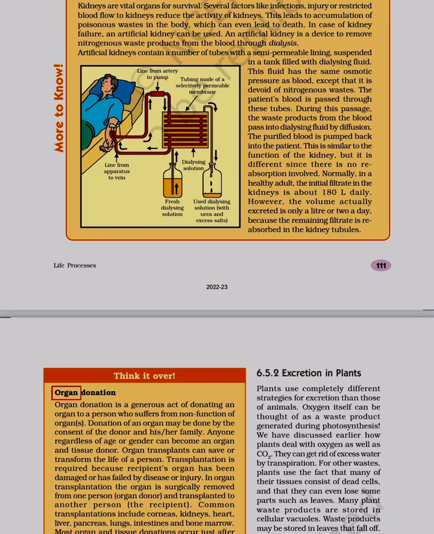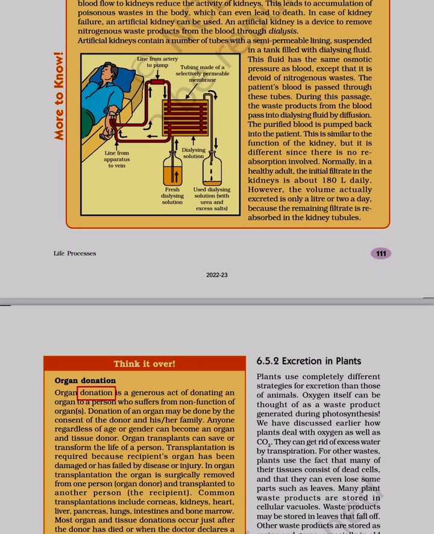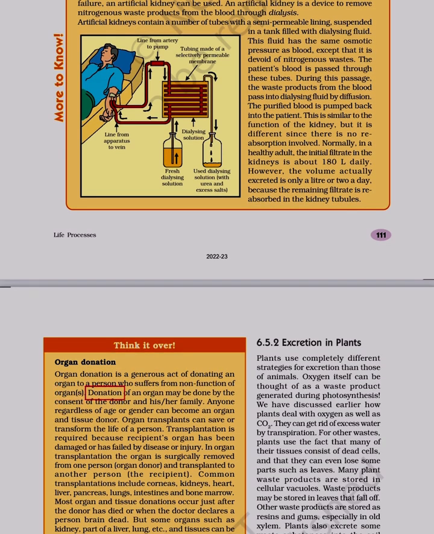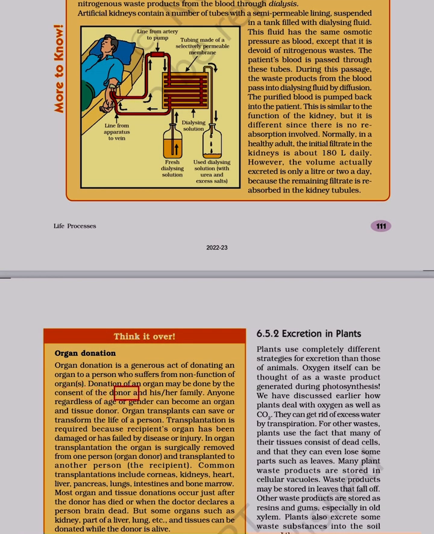Think it over. Organ donation. Organ donation is a generous act of donating an organ to a person who suffers from non-function of organ. Donation of an organ may be done by the consent of the donor and his/her family.